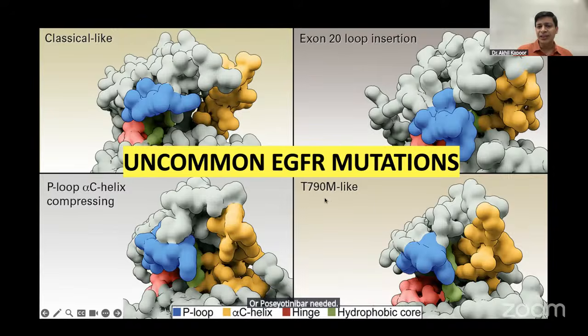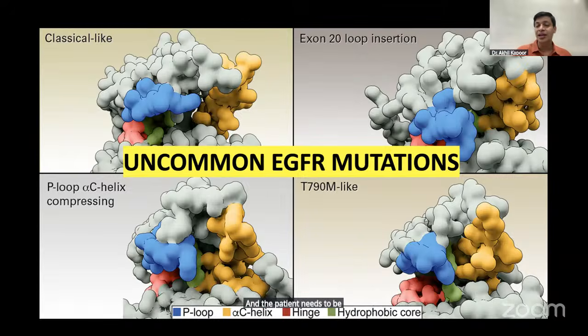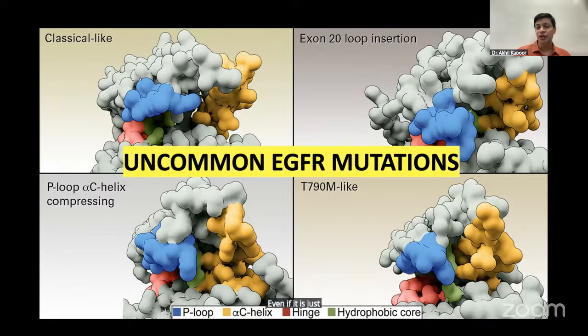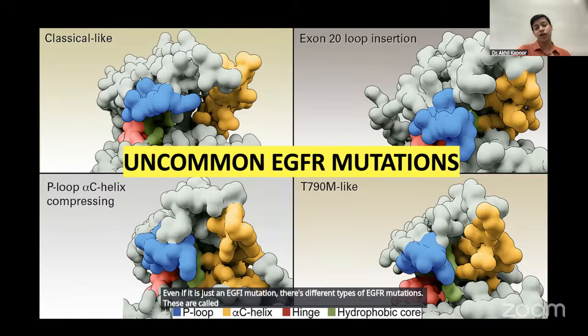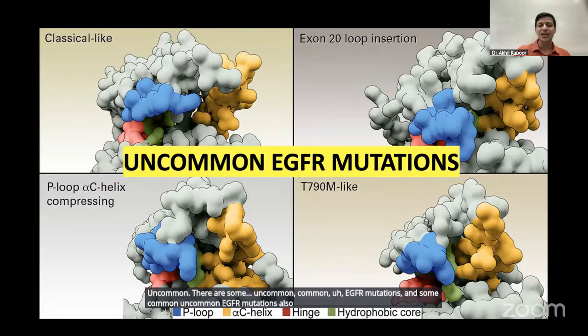Also, there are some T790M-like mutations where the socket is again much different, and the patient needs to be treated with a separate class of drugs, either osimertinib or sometimes other mechanisms. So it is very different, even though it is just an EGFR mutation. There are different types of EGFR mutations. These are called common and uncommon. There are some uncommon, common EGFR mutations and some common uncommon EGFR mutations also. So as we understand and delve deeper, the practice evolves.